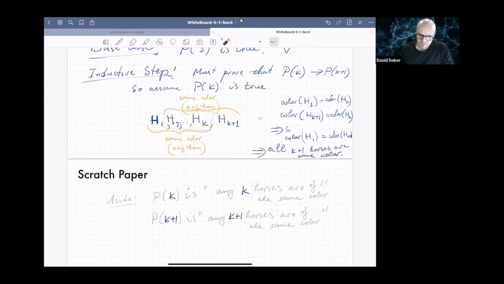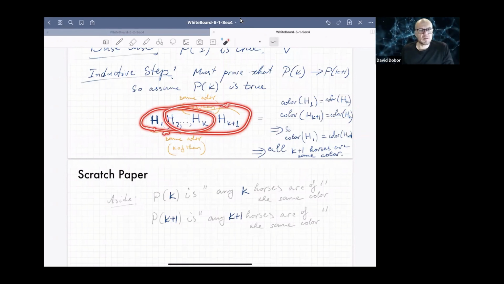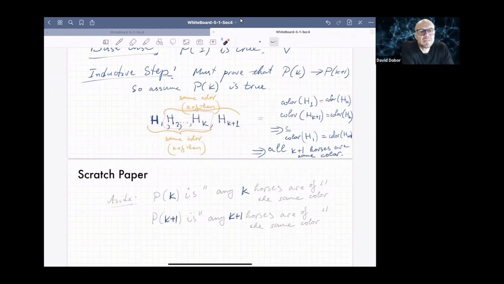And here's the justification. Take any set of k plus 1 horses. Well, any subset of k horses in that set is of the same color. Take this subset here, same color, then take this subset here, same color. Every horse then has to be the same color because of transitivity: H1 is the same color as anyone here, and anyone here is the same color as this guy here. So this guy and everyone in here are of the same color, so all k plus 1 horses are of the same color. So I've just proven the inductive step.